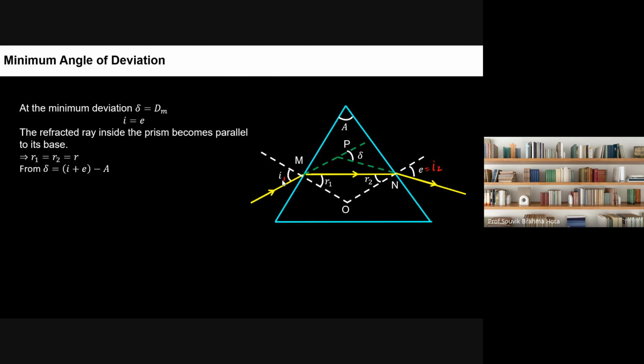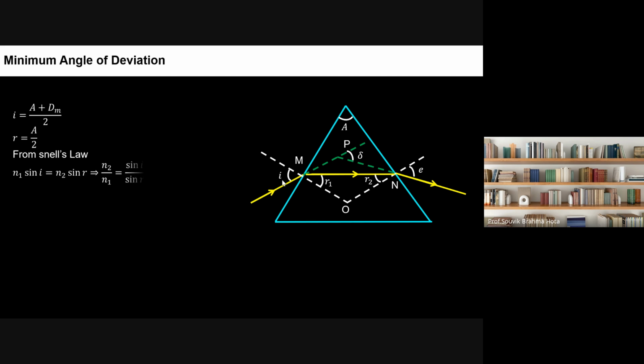And from delta is equal to I plus E minus A. Okay. And therefore, if I is equal to E, I can write I plus E is equal to 2I, because both of them are equal. 2I minus A. So I becomes (A plus Dm) by 2. And as we know, A is equal to R1 plus R2, we first discussed. So R1 equals R2 equals R, both of them equal. So A is equal to 2R. So R is equal to A by 2. So we got angle I is equal to (A plus Dm) by 2, angle R is equal to A by 2. Now Snell's law we can apply.